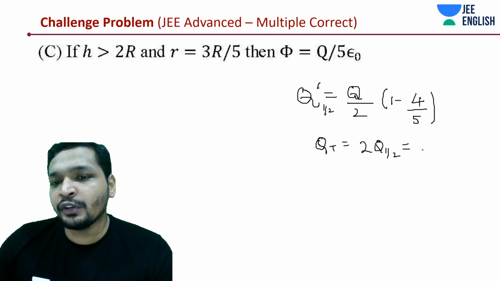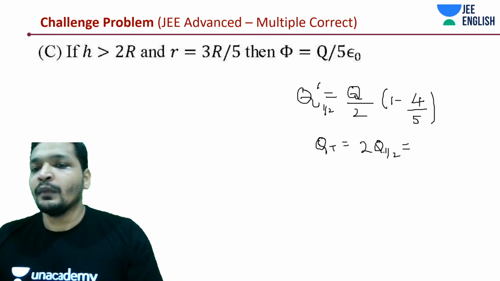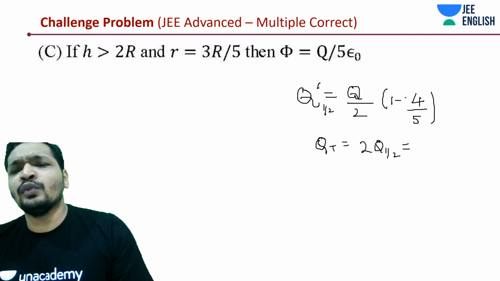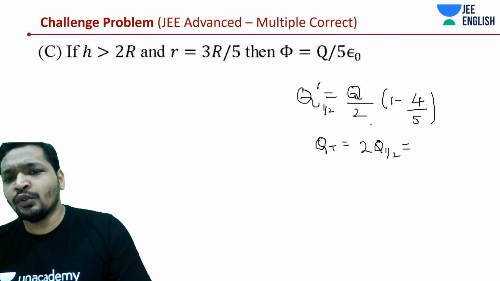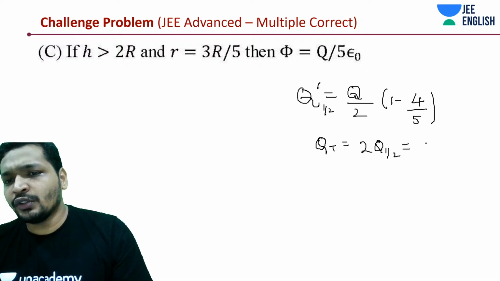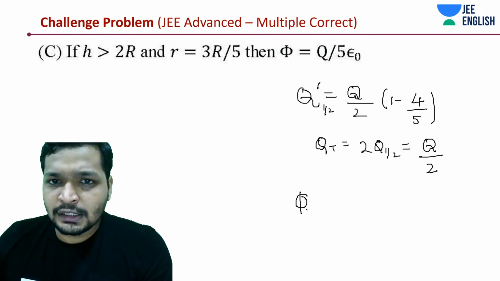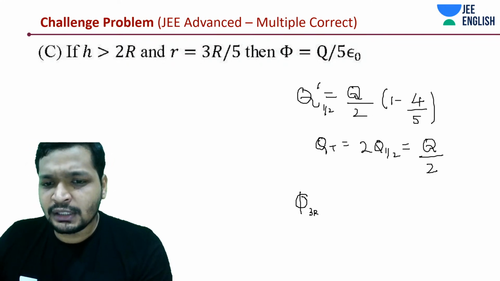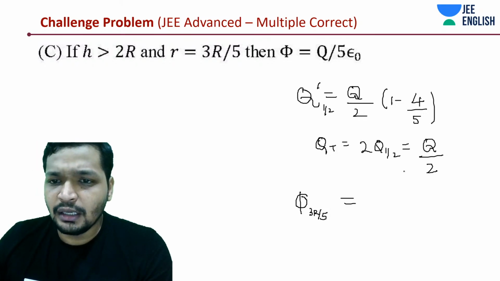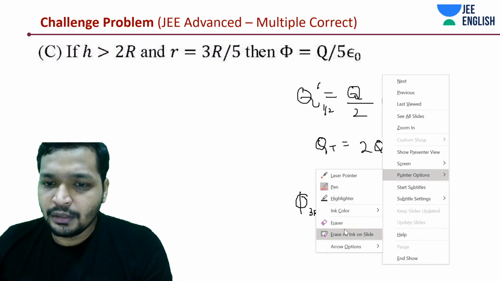How much is it going to be? It's going to be 2 into 1 by 5. So the 2 would get cancelled out, so it's going to be Q by 2. And what would be the flux? Flux for this, I'm going to write down this as 3R by 5, and the other limiting condition is met. So Q by 5 it should be.